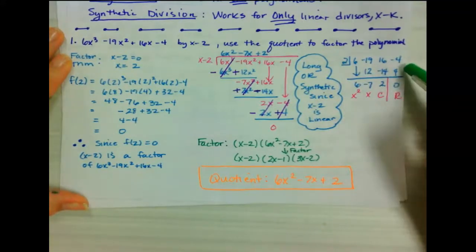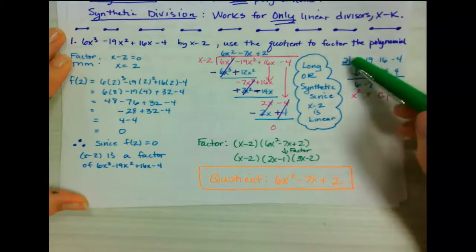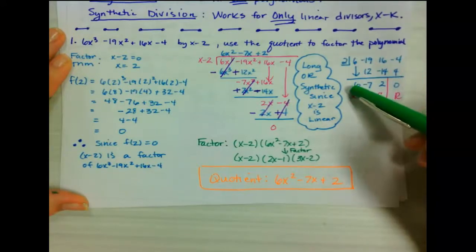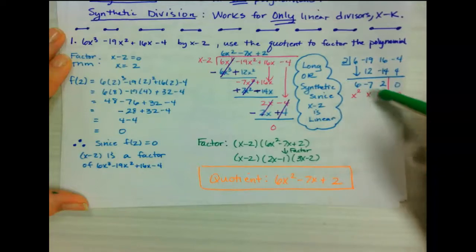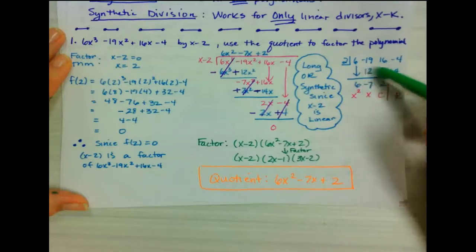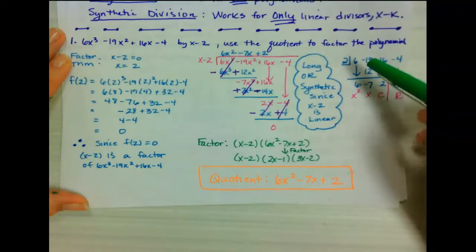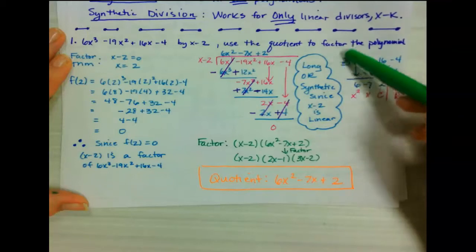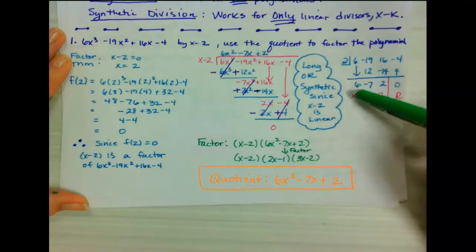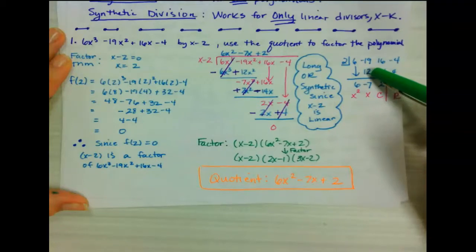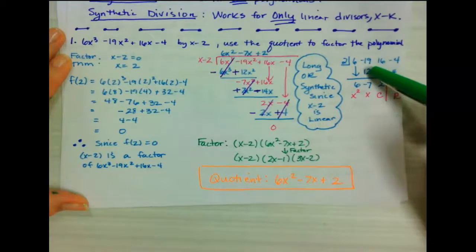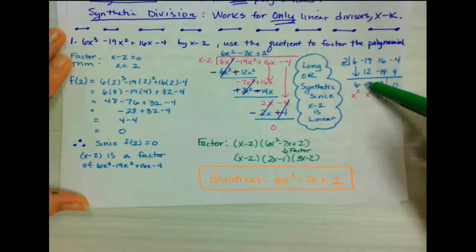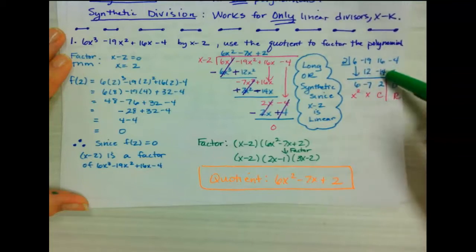So notice no missing powers, so there's no zeros that are needed. I bring the first number down below the line, and remember, synthetic division is a process of multiplying and adding. So anything that's below the line gets multiplied, anything that's above the line gets added together. So we bring that first 6 down, and I'm multiplying them by that 2 right there. So 2 times 6 is 12, and you put that right above in the next column. And then now we're above the line, so we add. Negative 19 and 12 gives me negative 7. Well, since you're below the line, you multiply. So negative 7 times 2 is negative 14.